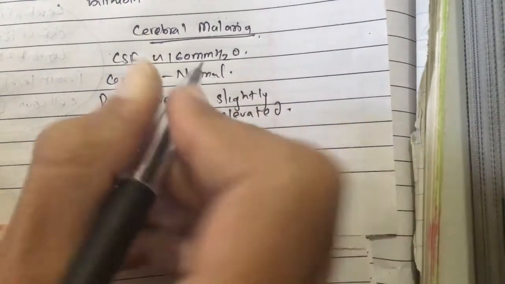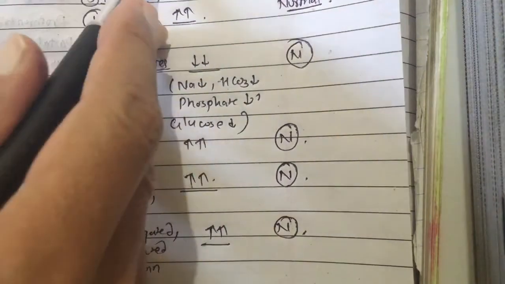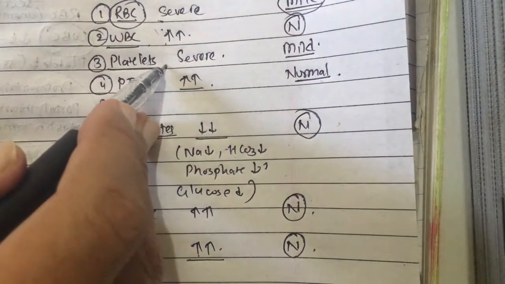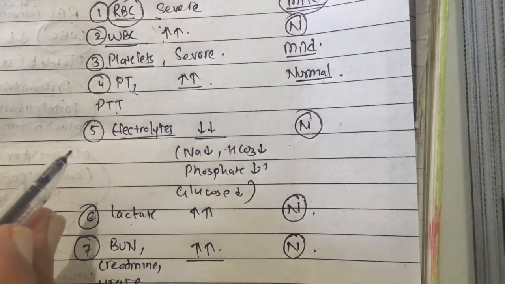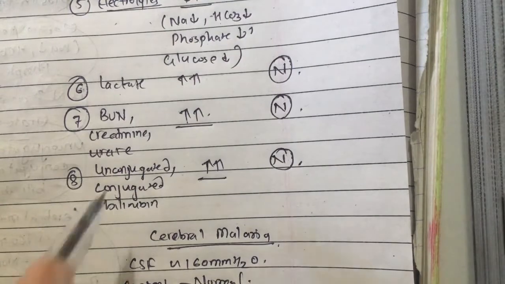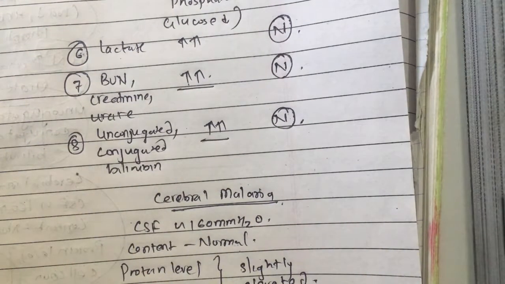Okay. So these are the laboratory findings we can see in the severe form of the malaria, that is severe anemia, leukocytosis, severe thrombocytopenia, prothrombin time and partial thromboplastin time are increased, electrolytes are decreased, lactate is increased due to the anaerobic glycolysis, blood urea, urate and creatinine are increased due to the renal dysfunction, unconjugated and conjugated bilirubin are increased due to the liver dysfunction.